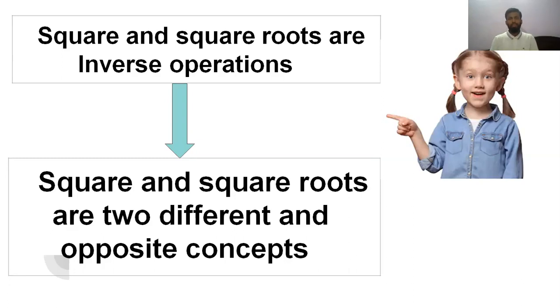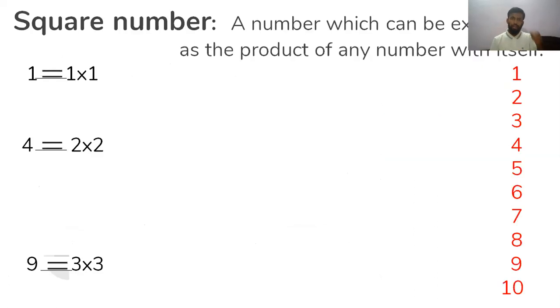ठीक है. So now that we know that this chapter has two parts, we're going to proceed with the first part, and that is a square.